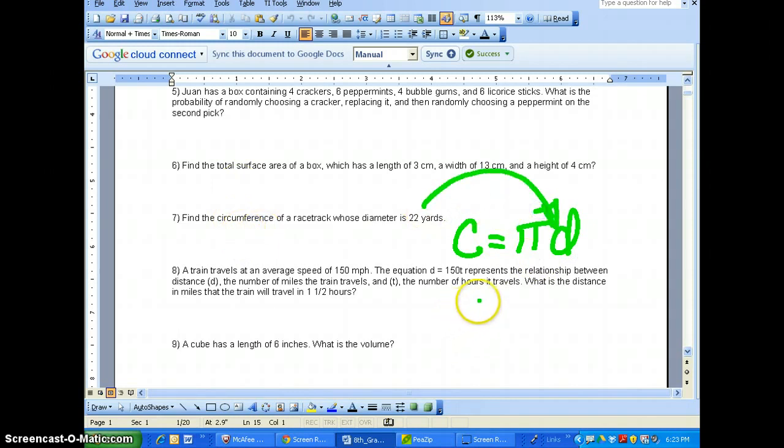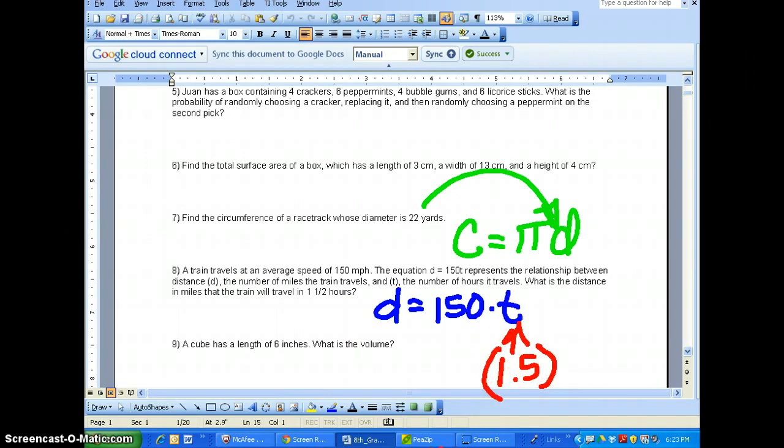Easy enough to do. Number 8, a train travels at an average speed of 150 miles per hour. The equation D equals 150 times T represents the relationship between the distance, D, the number of miles that the train travels, and T, the number of hours it travels. What is the distance in miles that the train will travel in 1.5 hours?